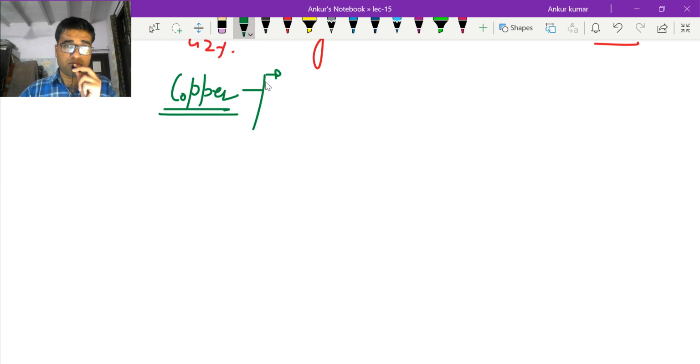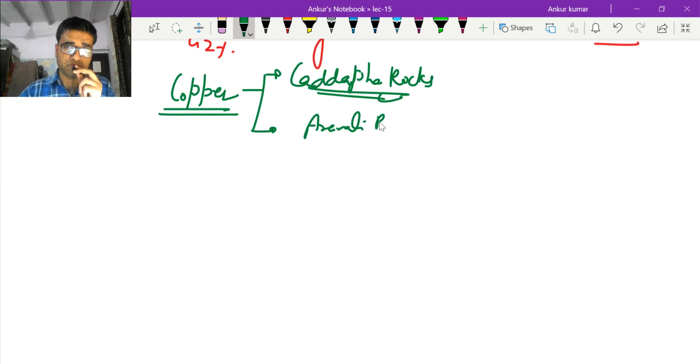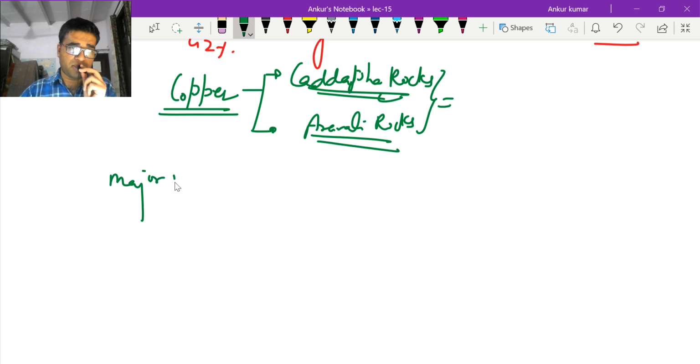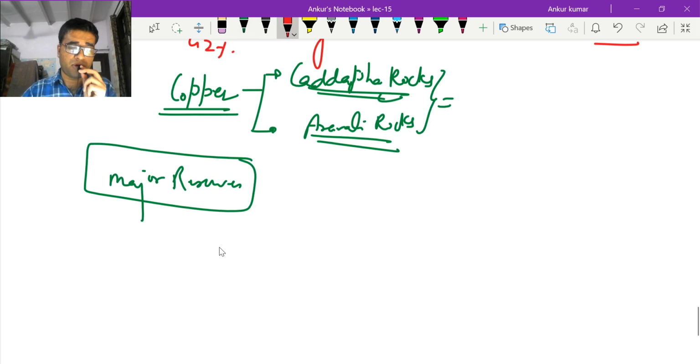See, copper reserves mainly are found in two formations. The main formation is the Kadapa formation, Kadapa rocks, right? And the second is the Aravalli rocks. These are the two main formations where copper rocks are found, right? And the major reserves, if you talk about copper, the first major one, if you see, is in Jharkhand, basically.